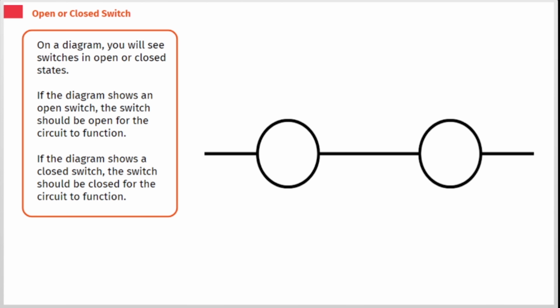On a diagram, you will see switches in open or closed states. If the diagram shows an open switch, the switch should be open for the circuit to function. If the diagram shows a closed switch, the switch should be closed for the circuit to function.